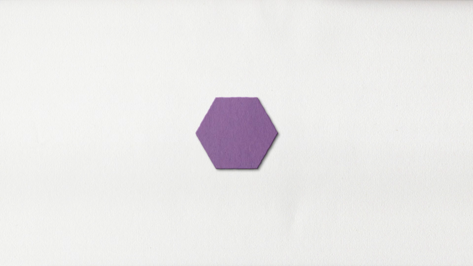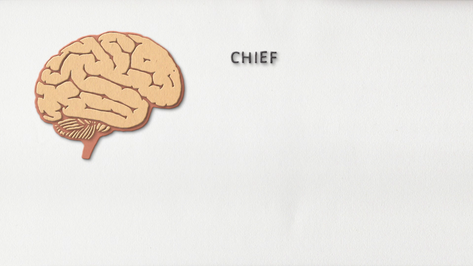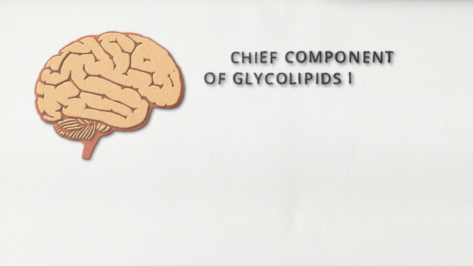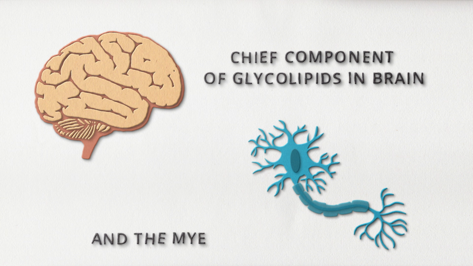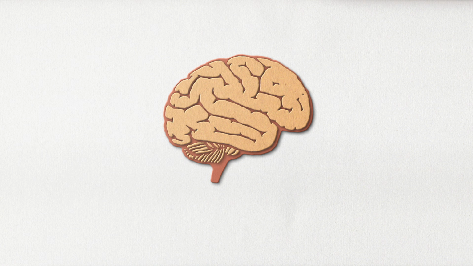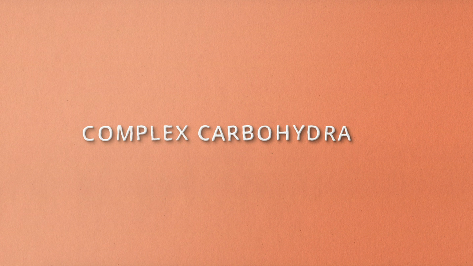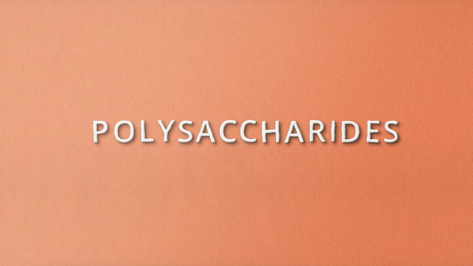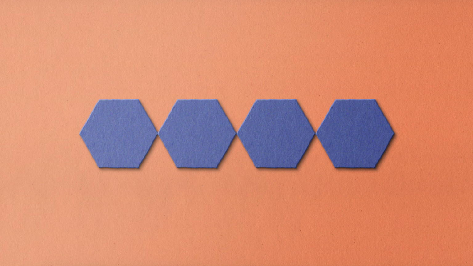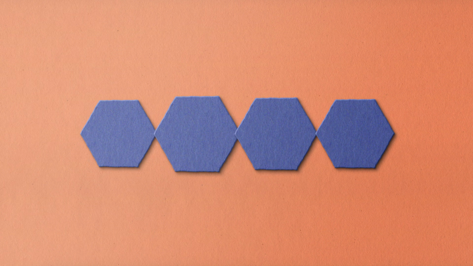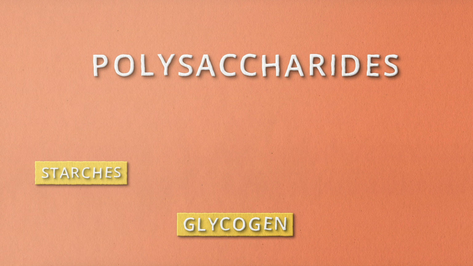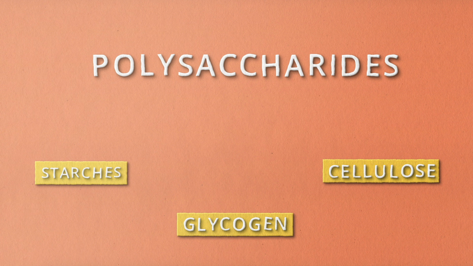Galactose is found mainly in dairy products and is a chief component of the glycolipids that can be found in the brain and in myelin sheath of nerve cells. For that reason, it is also known as brain sugar. Complex carbohydrates or polysaccharides are usually made of many glucose molecules linked together. Polysaccharides include things like starches, glycogen, and cellulose.